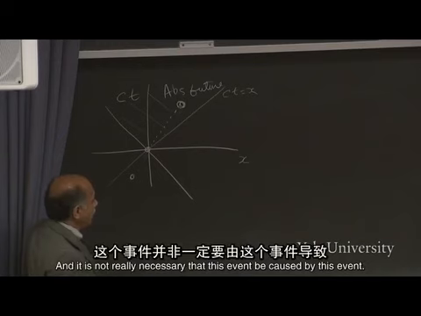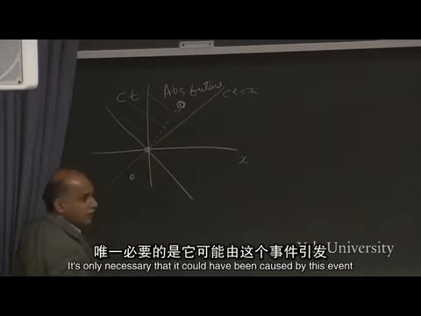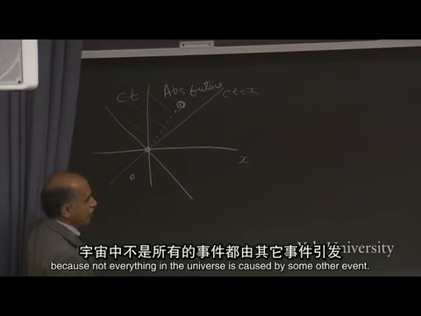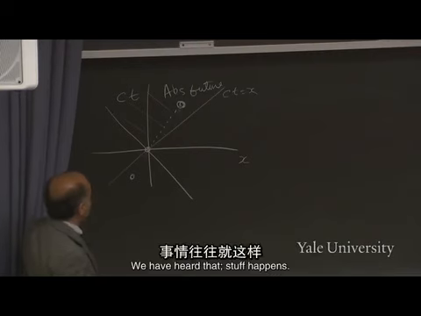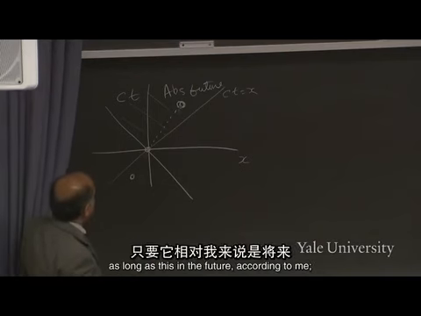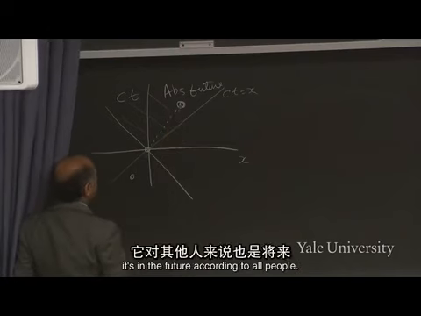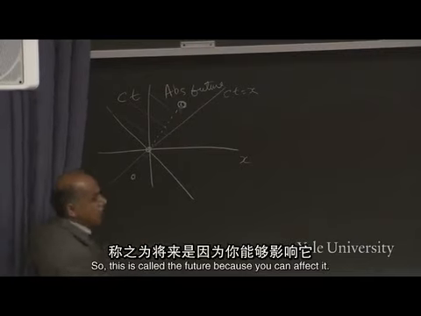And it is not really necessary that this event be caused by this event. It's only necessary that it could have been caused by this event. Because not every event in the universe is caused by some other event. It can just simply happen. We have heard that. Stuff happens. So stuff happens here with no obvious cause. As long as this is in the future, according to me, by this definition, it's in the future according to all people. So this is called the future because you can affect it.